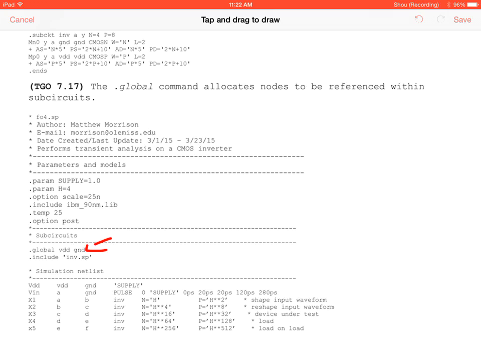Because if you don't have a .global command, what will actually happen is it will just localize it, and then you'd have to include VDD and ground as your inputs, which means every time we had the P and N, you'd have to have VDD and ground as your inputs instead of global. So you can use this .global to save yourself a lot of coding and time. Would there be an instance where you wouldn't want to do that?